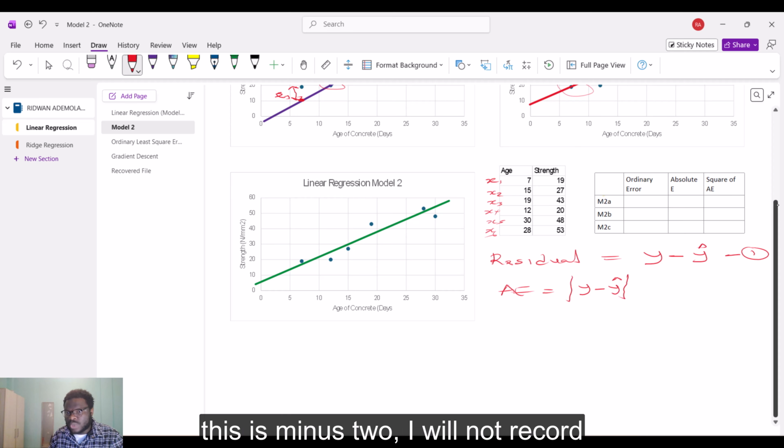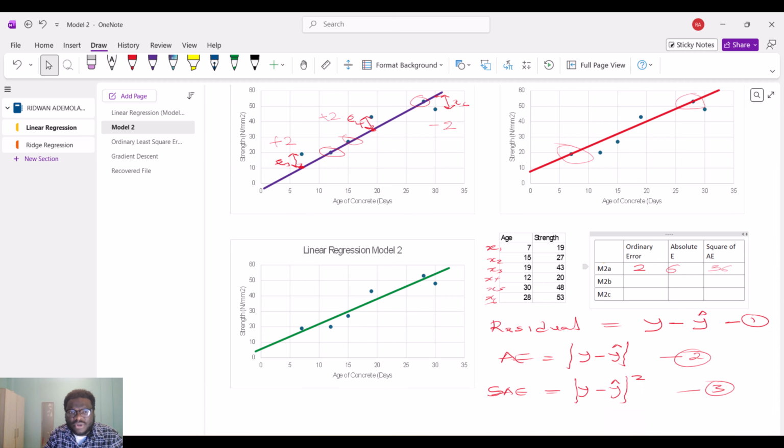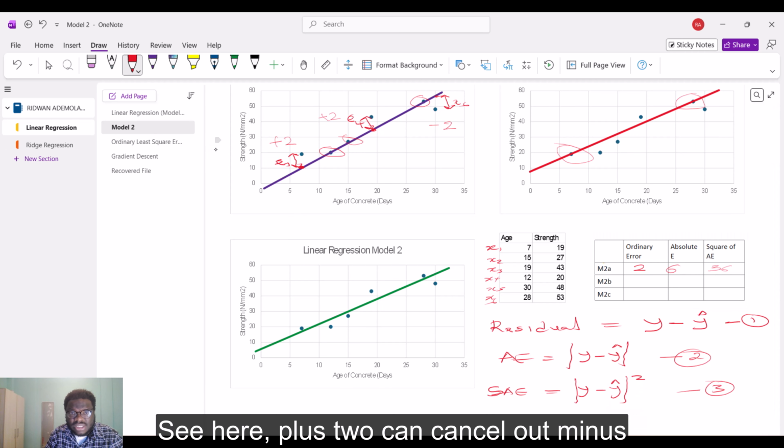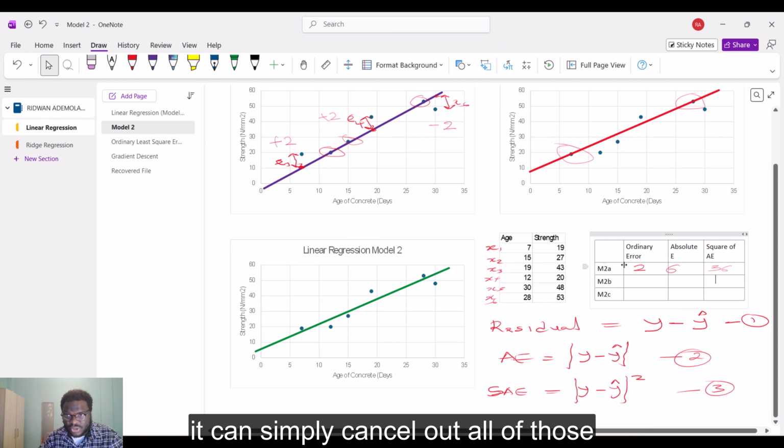Now, you would see that if you look at the magnitude of all of this error, it raises concern. If you are looking at the ordinary error, you might think, oh, you don't have so much error. But then when you look at the absolute error, you see that, oh, there is much error. And why is that? Simply because when you are using ordinary error, they can cancel out. See here, +2 can cancel out -2. But it does not mean that the error does not happen. Whether it is a positive error or a negative error, error is error. But ordinary error fails in that sense because it can simply cancel out all of those errors.